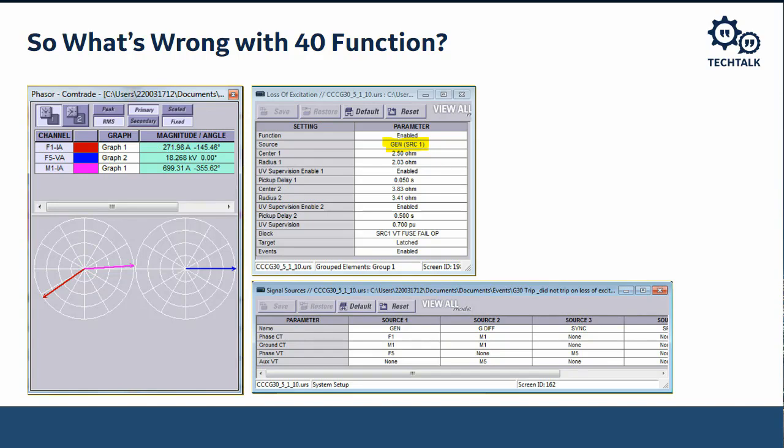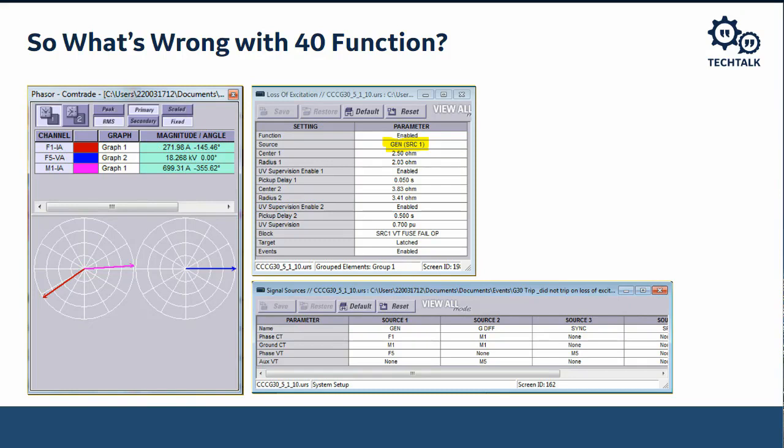So really, it's a difficult fix, but the only legitimate fix for this is to rewire the VTs, both sets of VTs, and swap them 180 degrees.